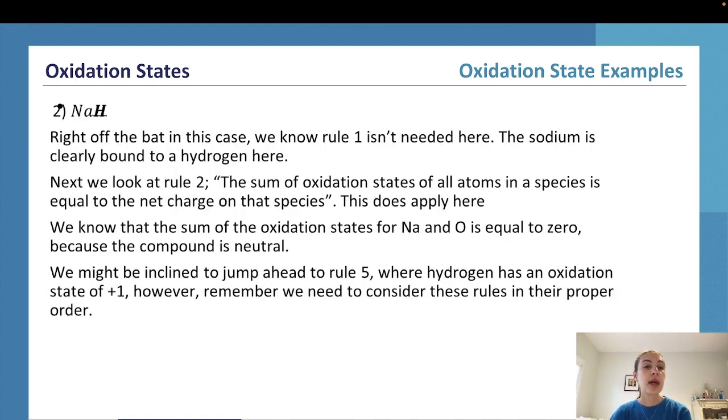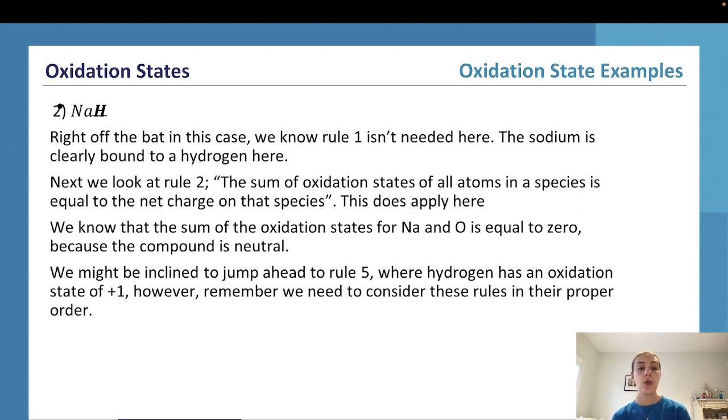Our next one which we have is NaH, sodium hydride, and so right off the bat in this case, we know that rule number 1, we don't need that because we've got 2 different types of elements in this one particular compound, and we can see that sodium is bound to a hydrogen, hence there's 2 different elements.